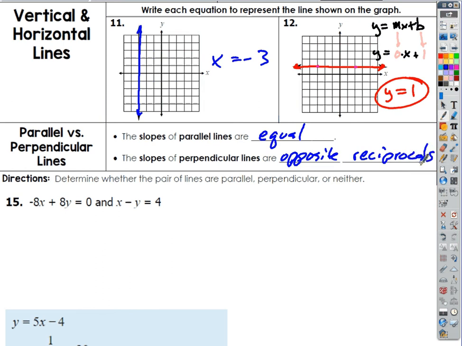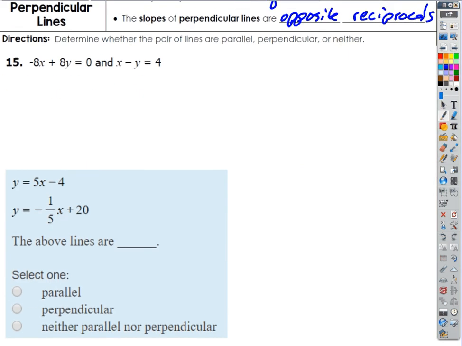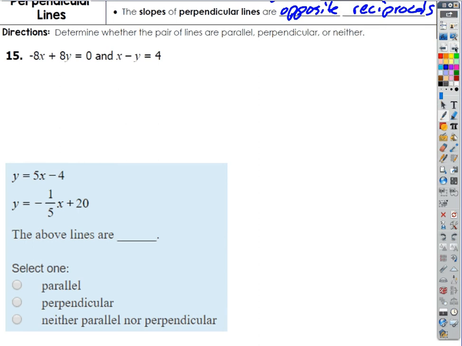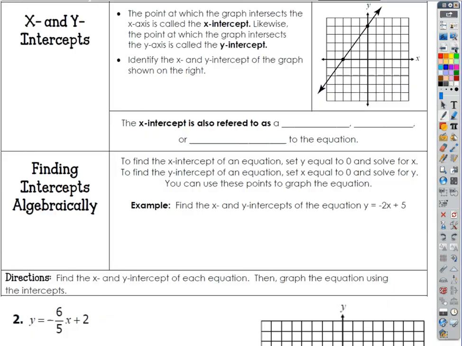Reciprocals. So what do we do when we want to find the slope? If I have a slope of a line and I want to find the slope of the perpendicular line, I change the sign and I flip the fraction, and that's it, right? Okay, so then the last thing we're going to do here, I think this is the last thing.